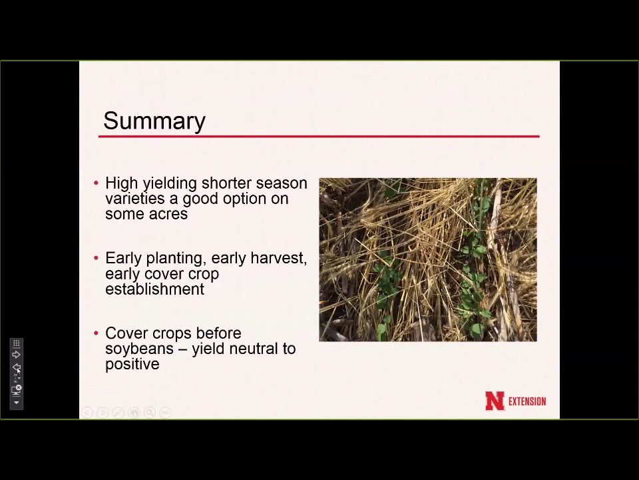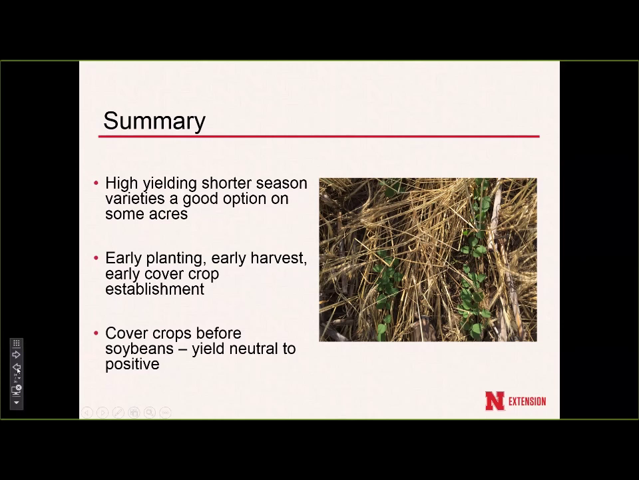So kind of to summarize, and I'll switch it over to Roger, we can pick high-yielding, short-season varieties that are good options for some of our acres. So talk to your seed dealer, talk to your DSM that you work with, look at what varieties those are, and add that to your farm as an option to get some cover crops maybe seeded a little bit earlier, and spread out harvest. So early planting, early harvest, early cover crop establishment is kind of what I wanted you to take away, that that's an option for us and that it's still economical.